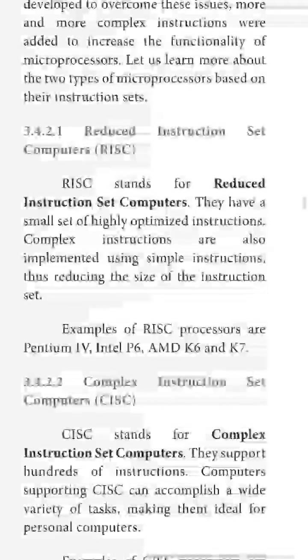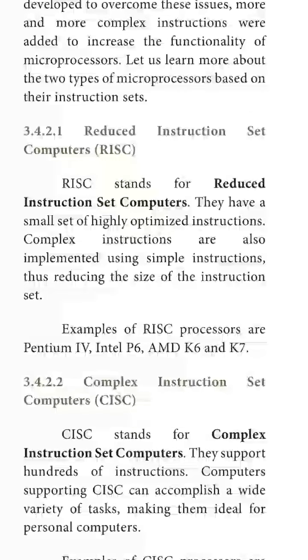So there are two types of microprocessor based on the instruction set. One is reduced instruction set computers, and the other is complex instruction set computers. The reduced instruction set computers have CPUs or microprocessor that will have limited number of instructions to do the activities, but the complex instruction set will have more number of instructions for different activities.